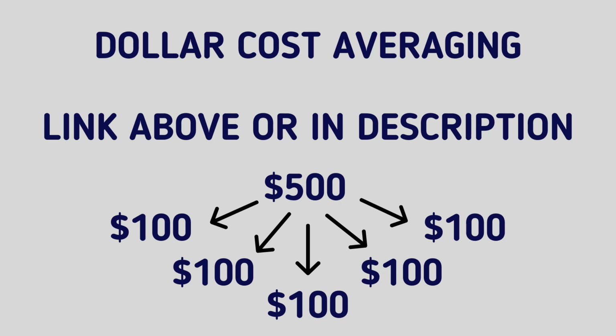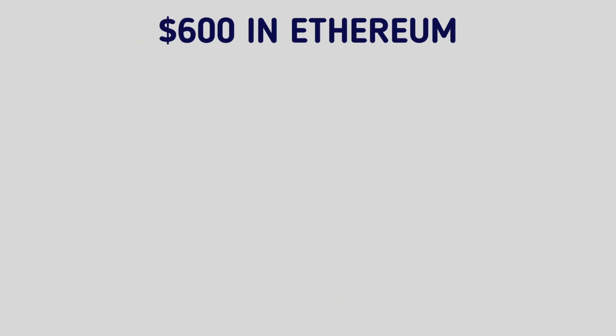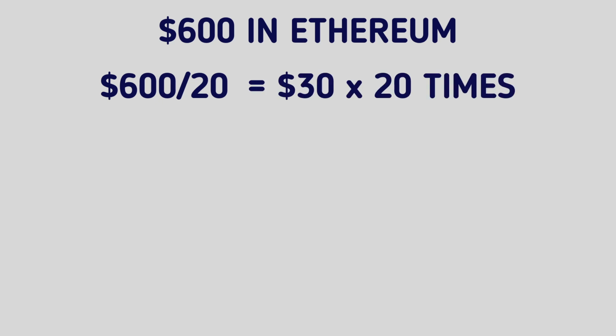I'll tell you an overview of how it works. Make sure to watch the whole video. Let's say you want to trade $600 in Ethereum and you divide it 20 times. So you have to buy $30 worth of Ethereum 20 times in order to use all the $600.